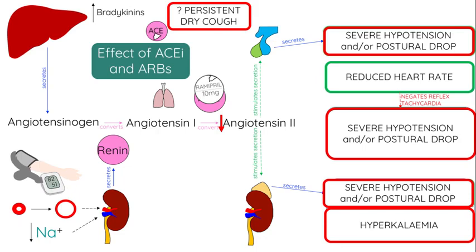This inhibition of bradykinin breakdown occurs at very low doses of ACE inhibitors, and so the development of a dry cough is not dose dependent, i.e. if someone gets a dry cough, lowering the dose of their ramipril won't help, and they generally need to be discontinued altogether.